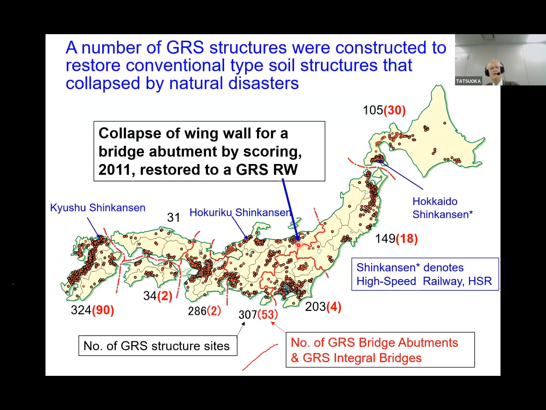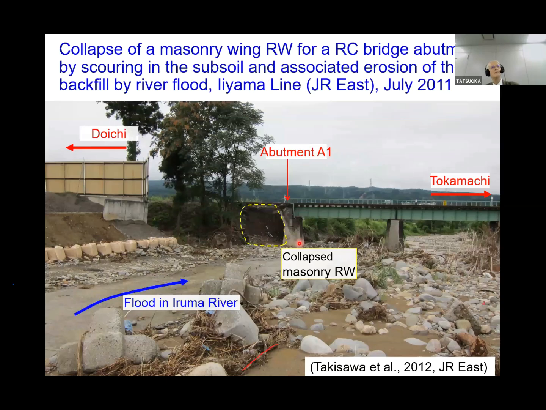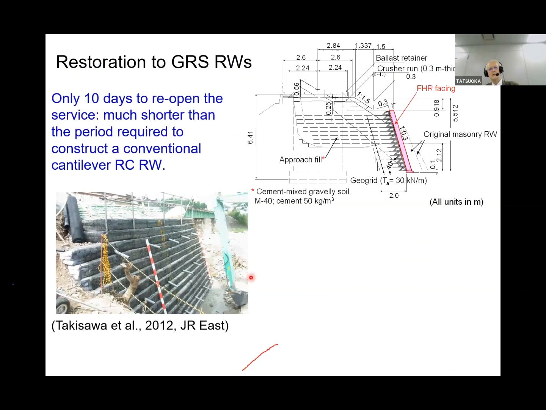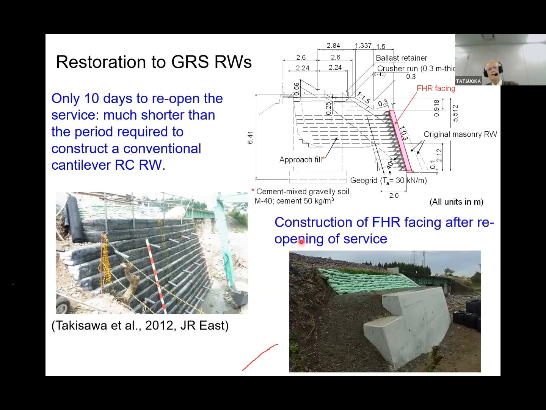This is another case of collapse of a wing wall for a bridge abutment. And here is a collapse of a masonry retaining wall. This is a close view. This was restored to a GRS abutment and retaining wall like this. Only 10 days were required, and construction of the full height facing was after opening of service.